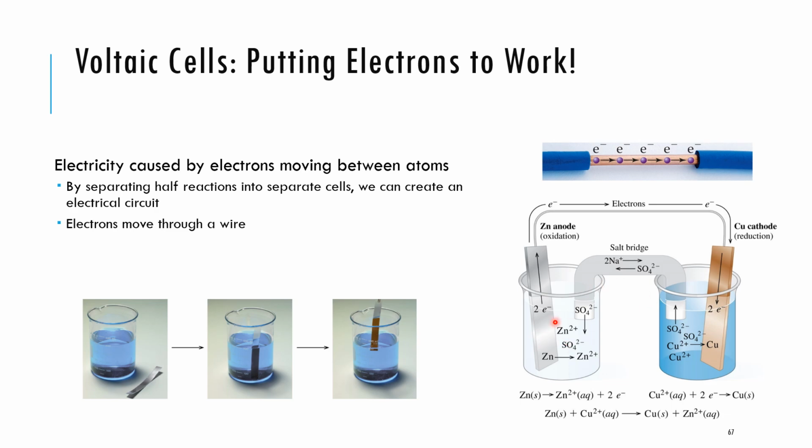In this setup, zinc is undergoing oxidation, so it is the anode. Copper 2+ ions are undergoing reduction, so the copper strip is the cathode. The flow of electrons through the wire is the electrical current, and the redox reaction is spontaneous, which means this is a voltaic cell.